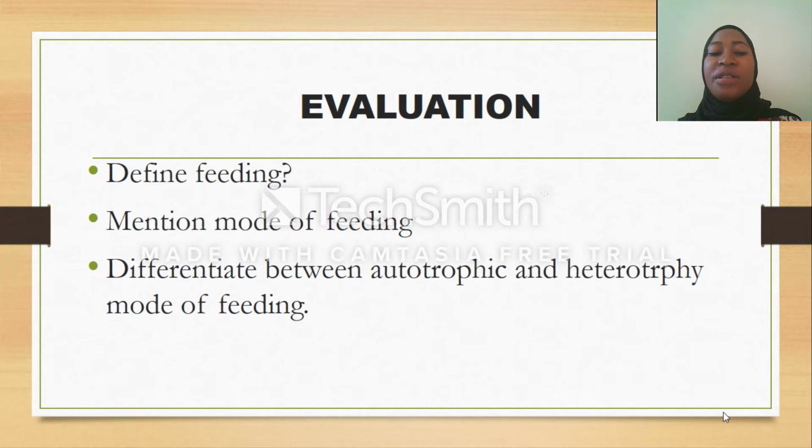Then evaluation. Define feeding. Mention modes of feeding. Differentiate between autotrophic and heterotrophic modes of feeding.